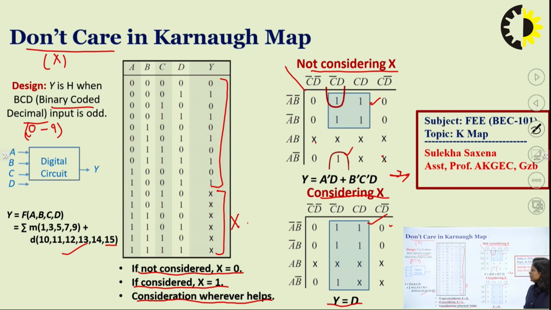We can also find the expression. For this group, B bar and B will be cancelled out, so from the left side it is A bar and from the top side it is D, and for this pair it is B bar, C bar, D. So if we do not consider don't care, then the expression will be A bar D plus B bar C bar D. But if we consider the don't care terms and form the octet, then the final expression will only be Y equal to D. So we can easily see from this example how don't care terms help to find the minimum sized expression.